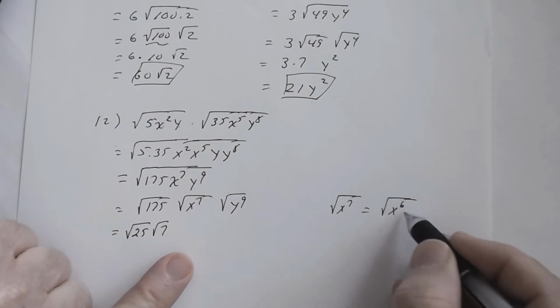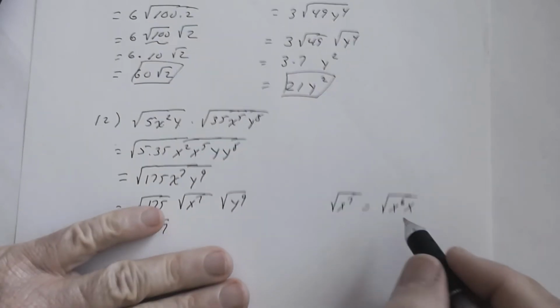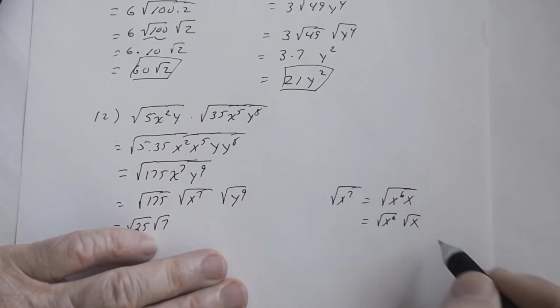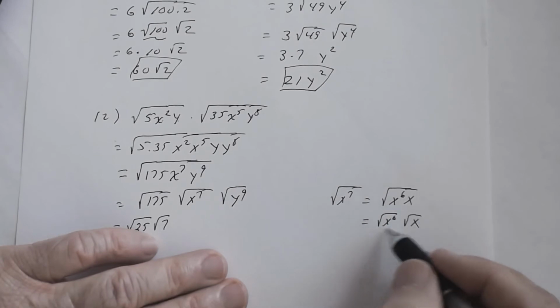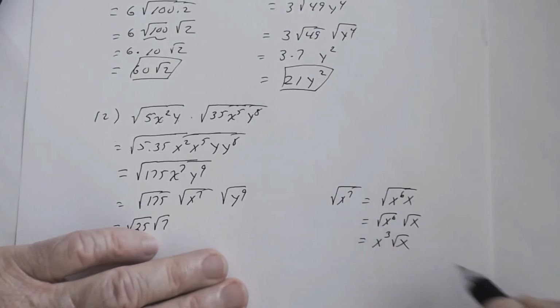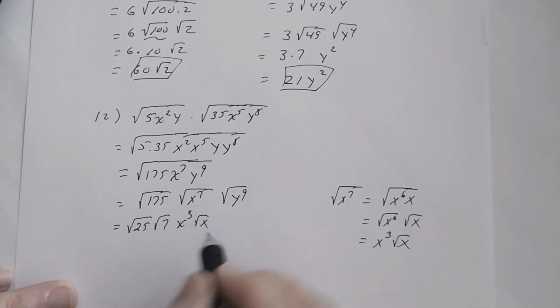X to the 6. So that's x to the 6 times x, which is x to the 7. And then using the product rule on this, I get the square root of x to the 6 times the square root of x. And now what's the square root of x to the 6? X to the 3rd. So this is x to the 3rd, square root of x. So that goes here. Okay?